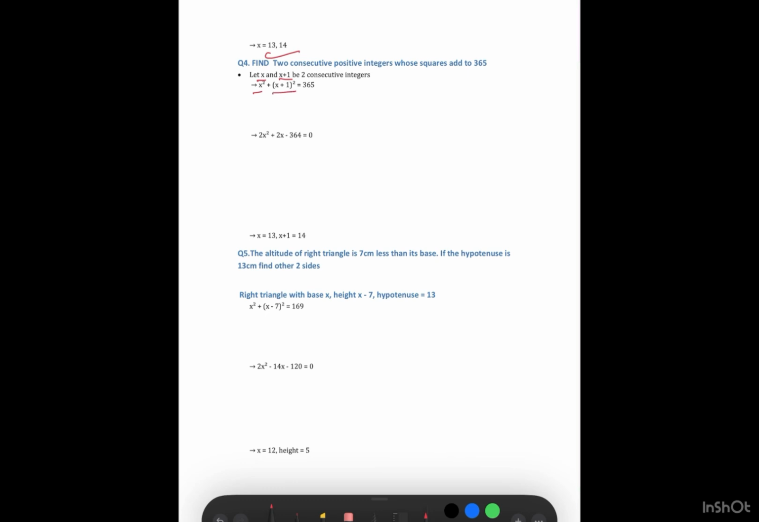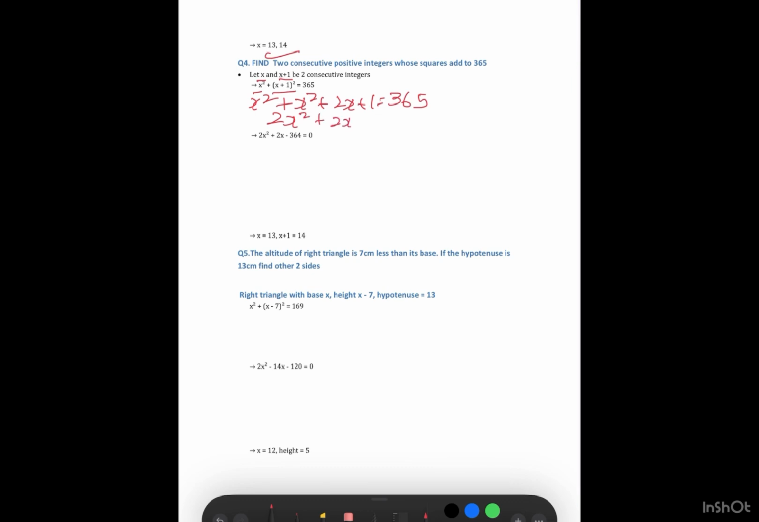We have to take their squares. The square of x is x square. The square of x plus 1 is (x plus 1) whole square. When we add their squares, we get 365. Let's simplify. The first term is x square. For (x plus 1) whole square, we'll use the identity. That will become x square plus 2x plus 1.